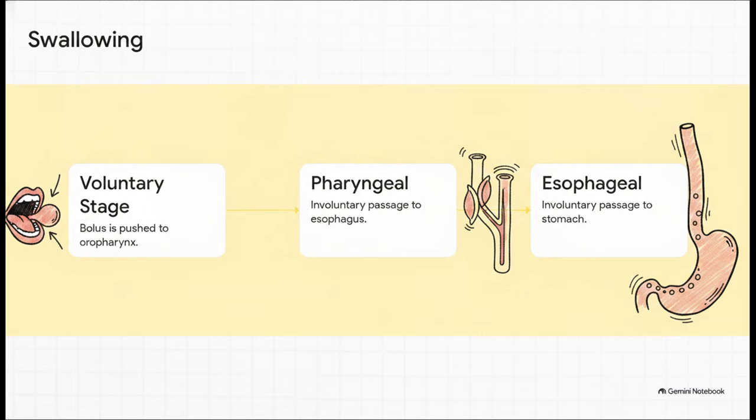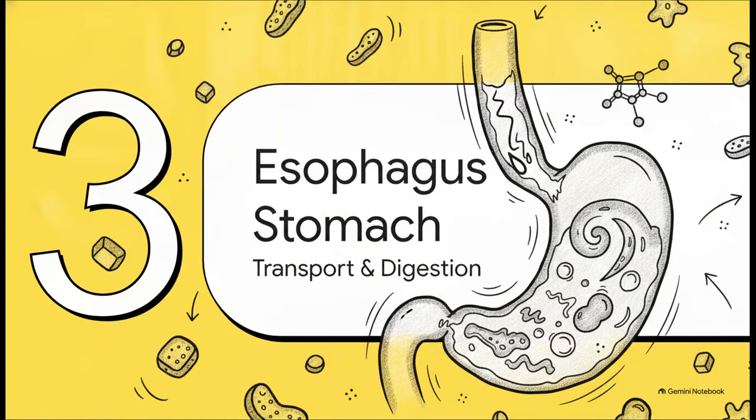The bolus heads into the esophagus and, this is absolutely crucial, a cartilaginous flap called the epiglottis blocks your trachea so you don't accidentally inhale your food. Finally, the esophageal stage involuntarily forces that bolus all the way down into your stomach. Section 3. Esophagus and stomach, transport and chemical digestion.